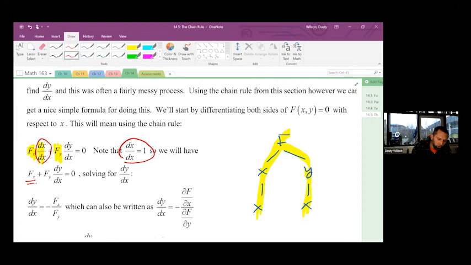Here we can solve for that dy/dx by first subtracting the Fx across and then dividing. So here's the minus big Fx divided by big Fy. It could also be written as dy/dx equals negative partial of f with respect to x divided by partial of f with respect to y.